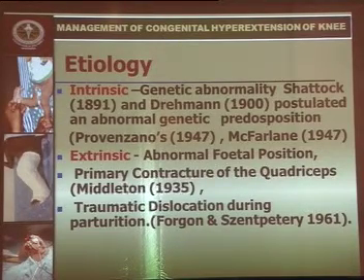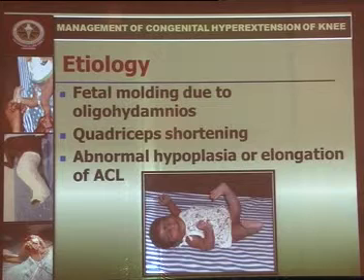What is the cause of this congenital hyperextension? There are two types of cause: intrinsic and extrinsic. Intrinsic cause is genetic abnormalities; an abnormal genetic predisposition was postulated in 1891 and 1900. Extrinsic causes include abnormal fetal position and primary contracture of the quadriceps tendon, described by Middleton in 1935. Traumatic dislocation during parturition, described by Ferguson in 1961. Fetal molding due to oligohydramnios, quadriceps shortening, and posterolateral quadriceps contracture. Then abnormal hypoplasia or elongation of the ACL. If the ACL is elongated, then you will get instability and there is a chance of dislocation.